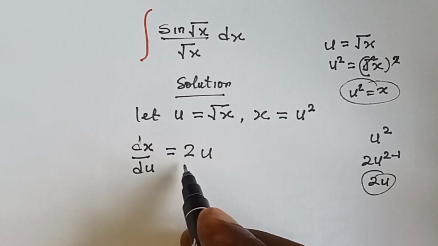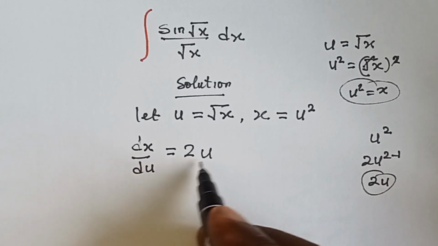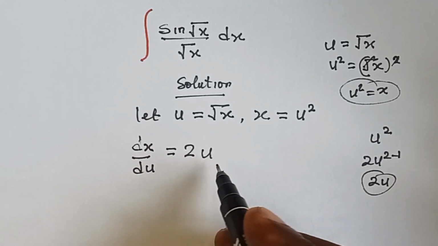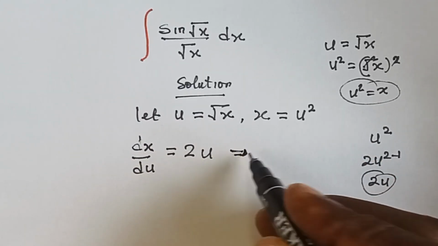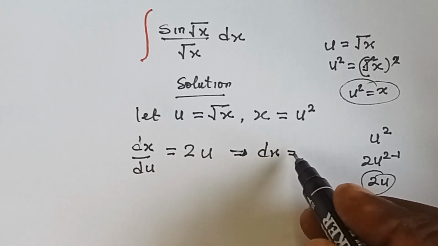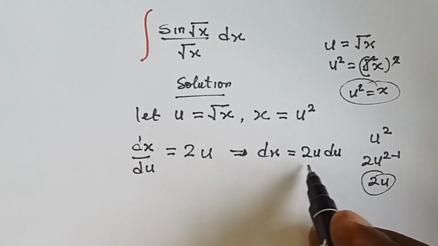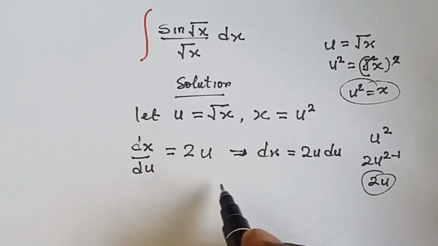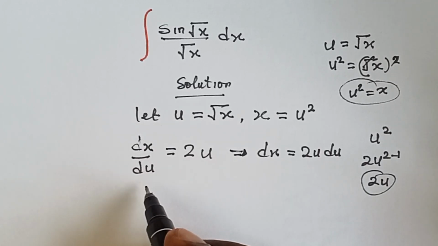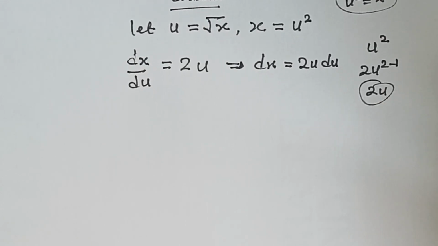2u. And then from here, we can make our dx the subject of the formula by cross multiplying. Right, so this will actually give us our dx now will be 2u du. All right, so that is what our dx is. Now let's rewrite the integral in terms of u.